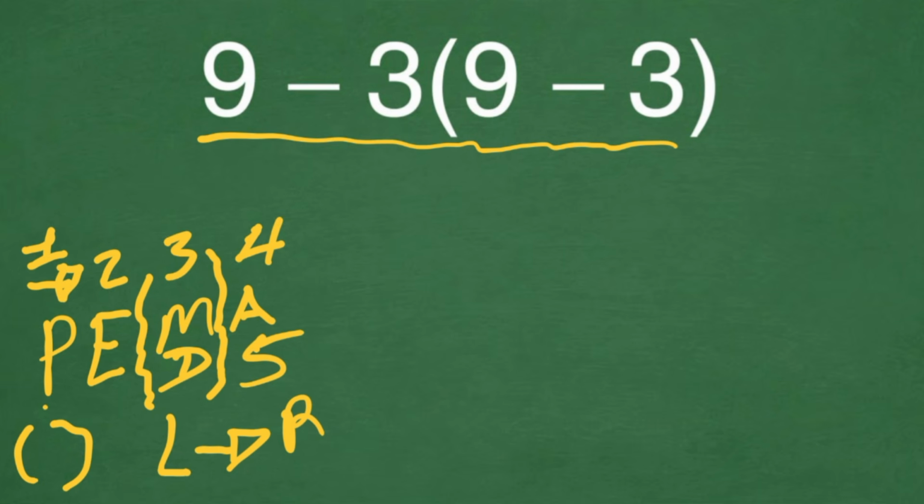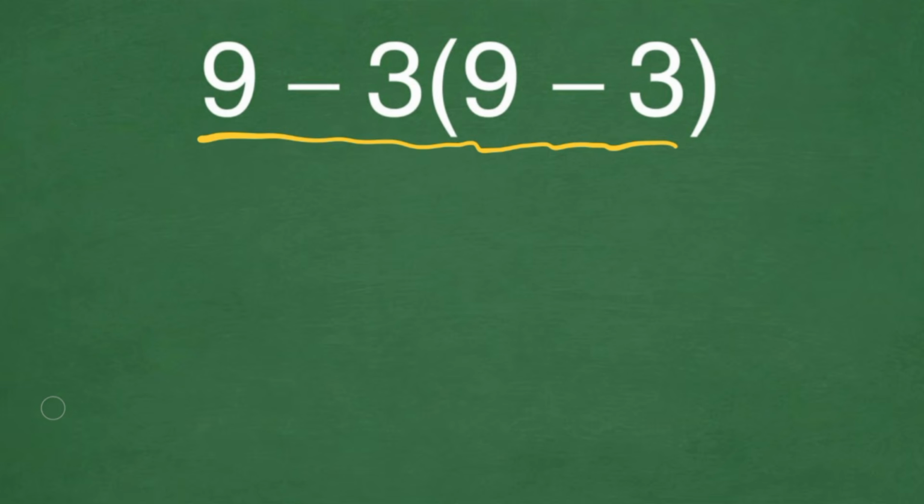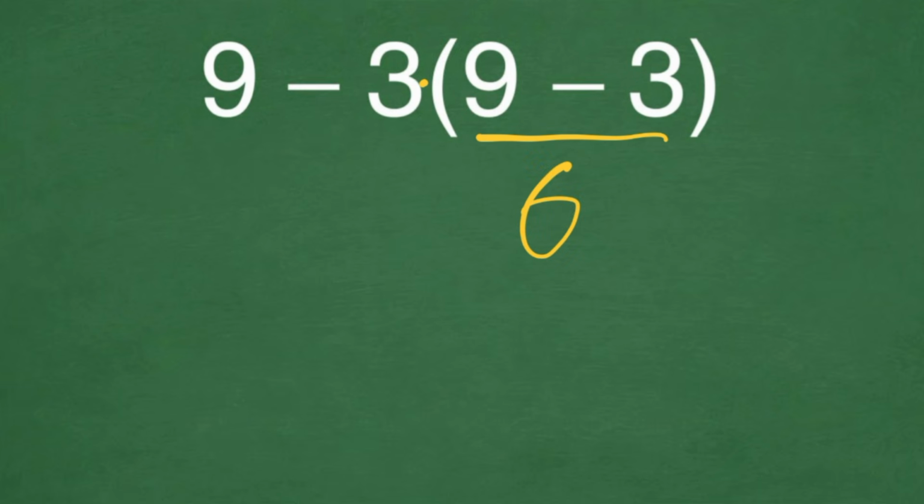So with this in mind, let's go back to our original problem. So we have 9 minus 3, parentheses, 9 minus 3. If in case you don't know about this, if a number is placed next to parentheses, that means multiplication, right? So keep that in mind. So 9 minus 3 gives us 6. The first thing to solve is parentheses. Yes, we did solve the first thing.